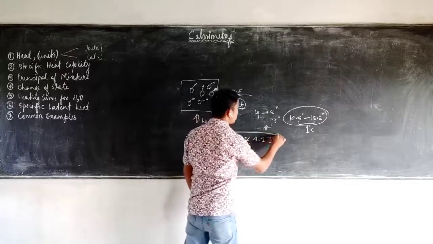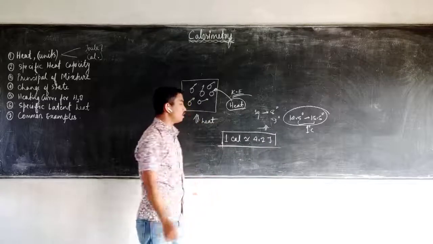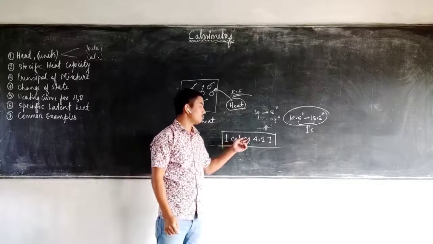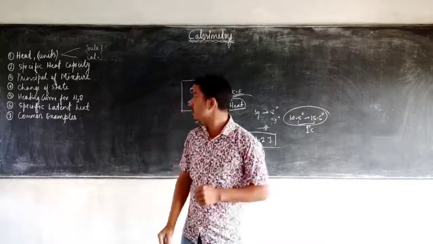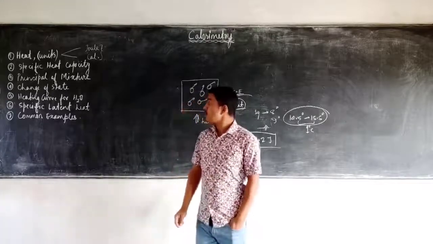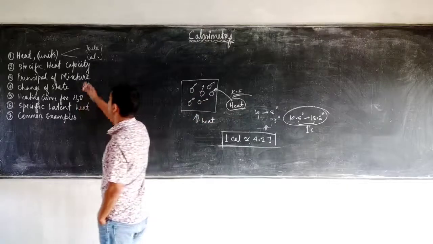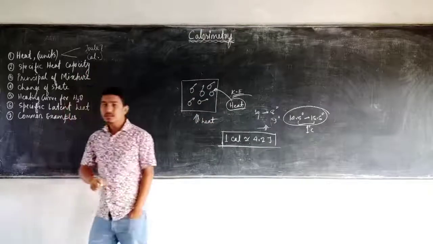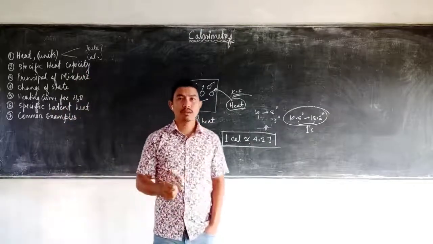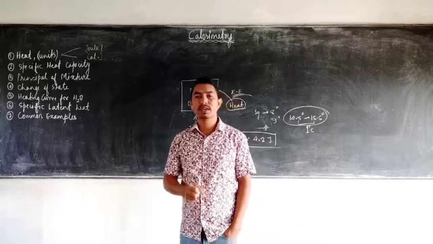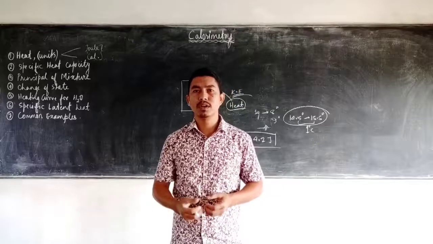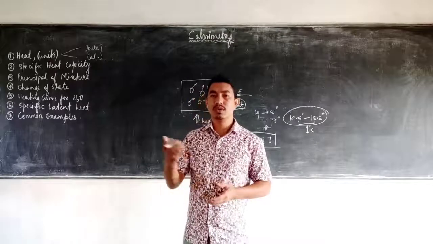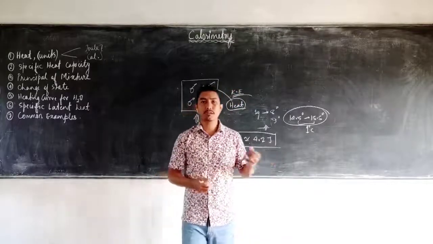This is very necessary to solve some of the numerical problems. So 1 calorie is almost equal to 4.2 joules, which is a rounded off value. Now coming to the next topic, the specific heat capacity. You must have observed that in our day-to-day life, different substances absorb different amounts of heat to raise the temperature by the same amount.